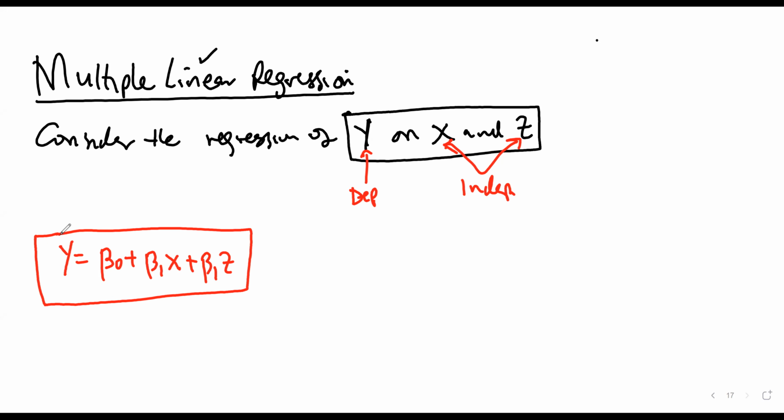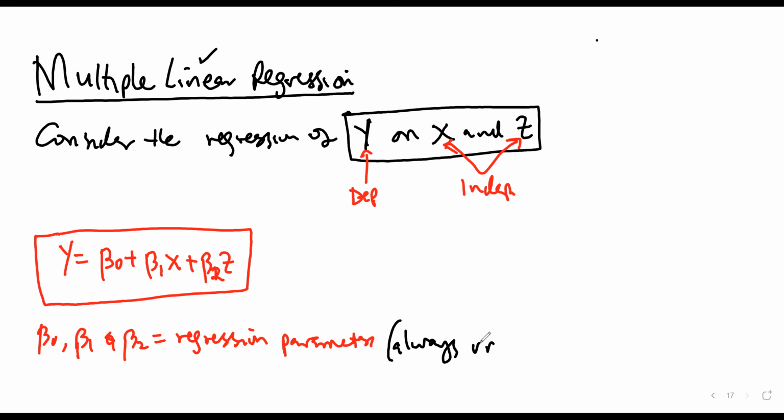Just like we explained earlier, beta naught, beta 1, and beta 2 are the regression coefficients, or regression parameters, and they are always unknown. So if they are unknown, it means that we can only estimate them using some appropriate methodology. Just like in the case of simple linear regression, we can use the OLS method to estimate the parameters beta naught, beta 1, and beta 2.